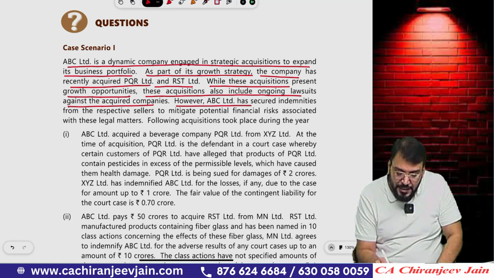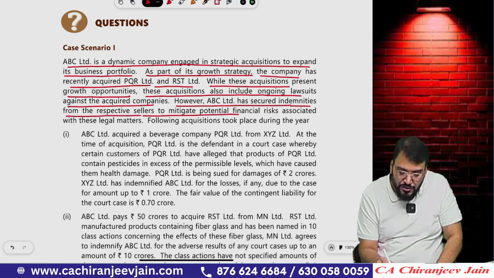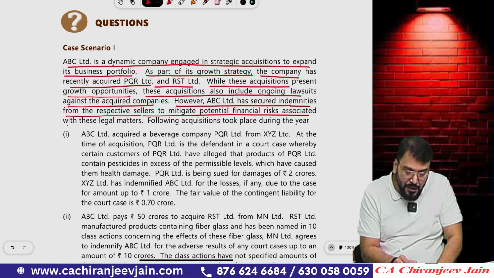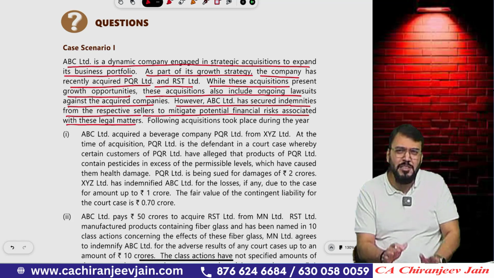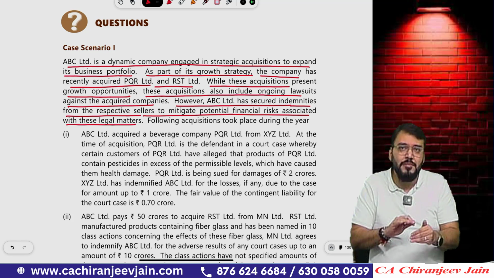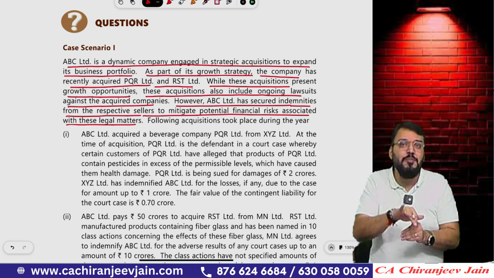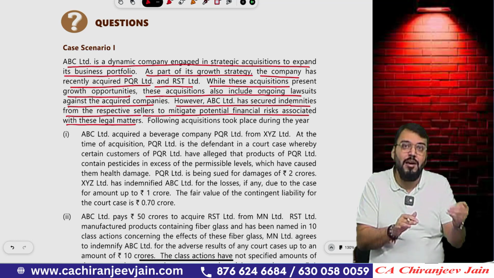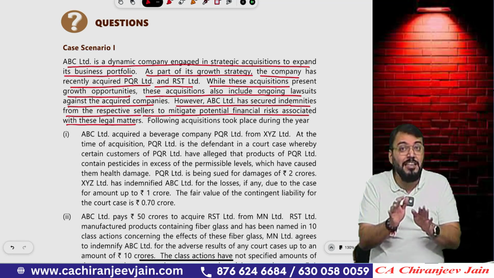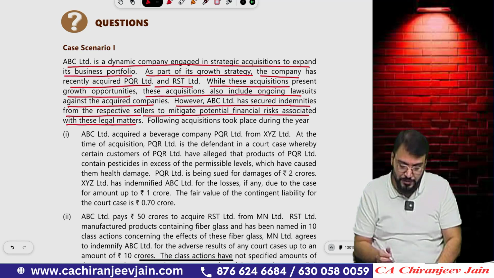However, ABC Limited has secured indemnities from the respective sellers to mitigate potential financial risk associated with this legal matter. If you remember, whenever a contingent liability is acquired, the selling party might indemnify the acquirer, and for that, we need to recognize an indemnification asset. If you remember that particular point of business combination.